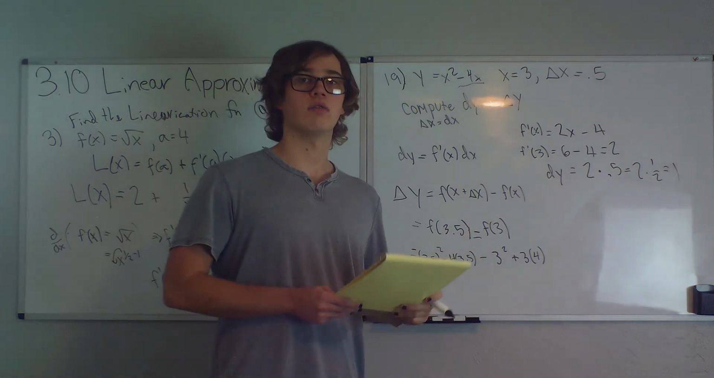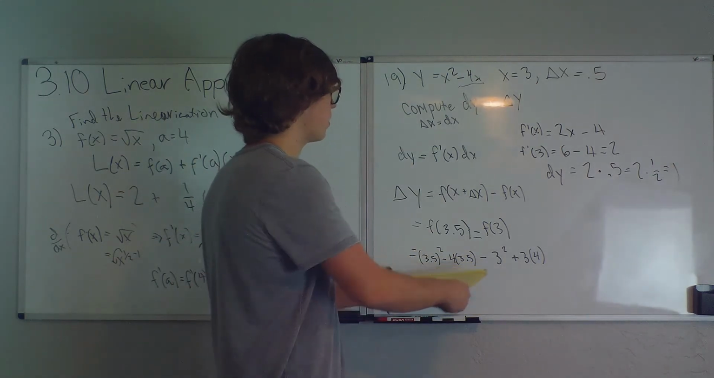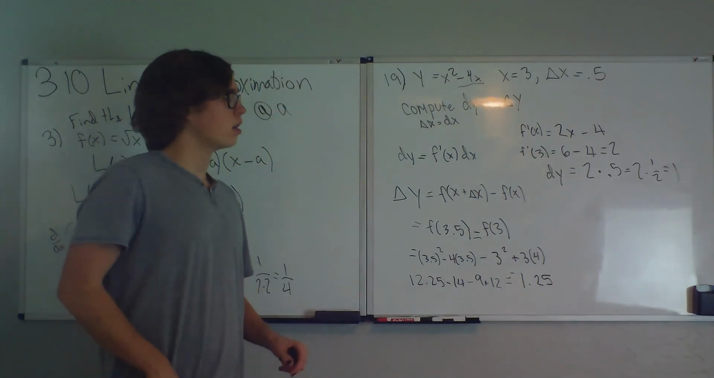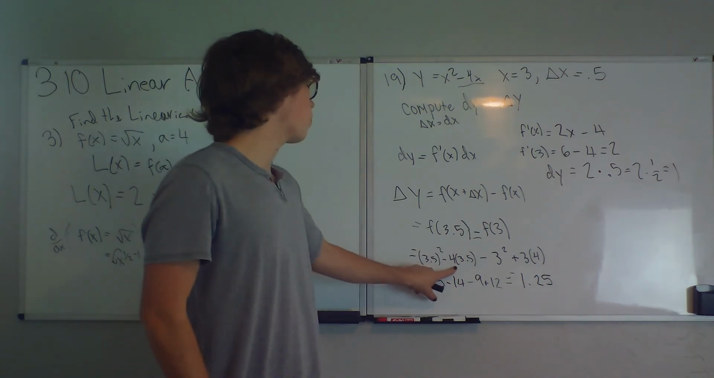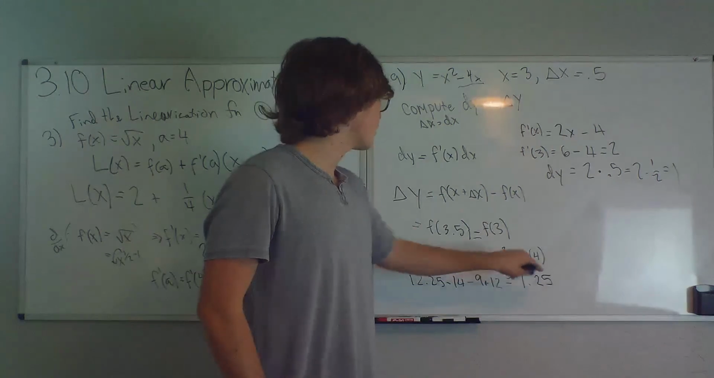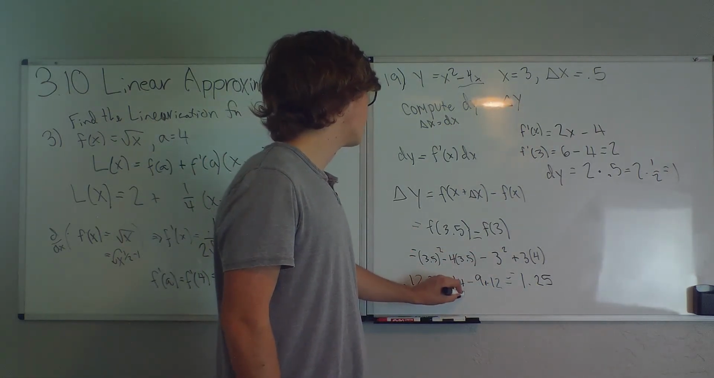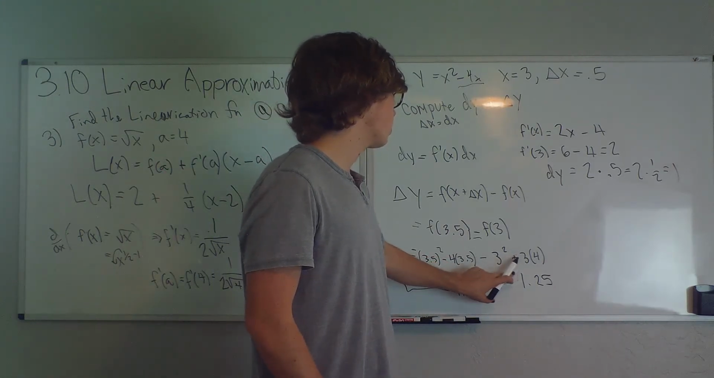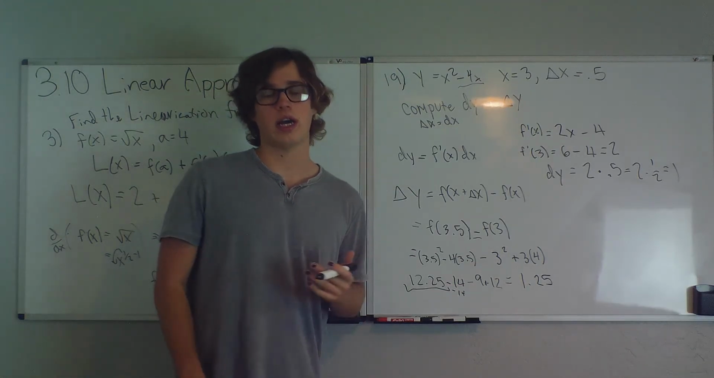And now, movie magic, I'm going to come up with the answer because I can't do 3.5 squared in my head. Alright, so we get that it is 3.5 squared minus 4 times 3.5 minus 3 squared plus 3 times 4, and that's just 12.25 minus 14 minus 9 plus 12, and that just equals 1.25. And so that is going to be our delta y in this case.